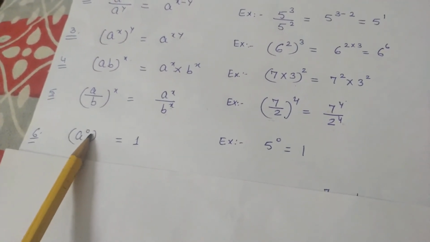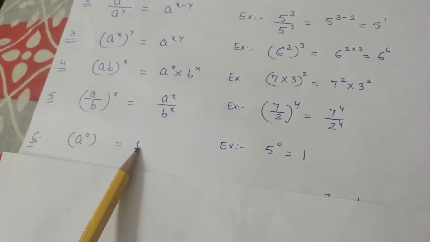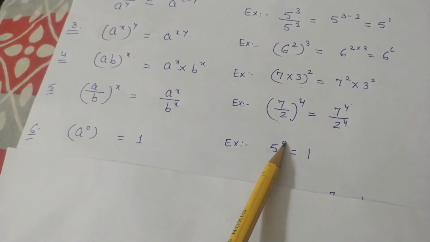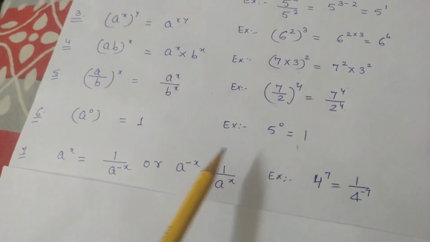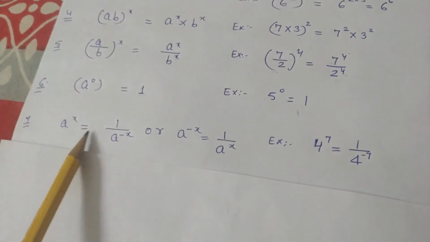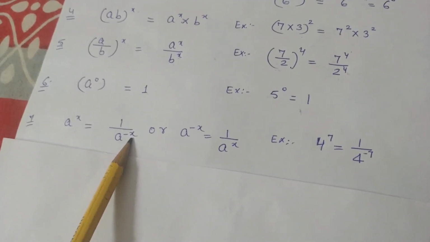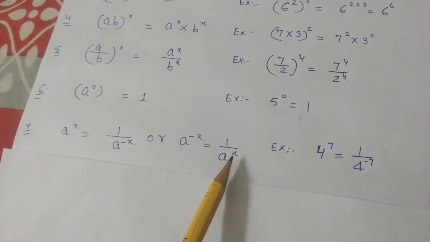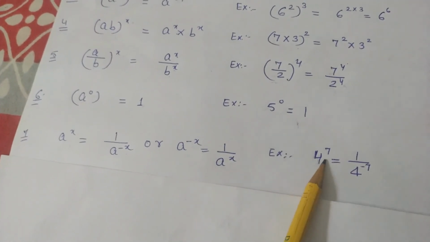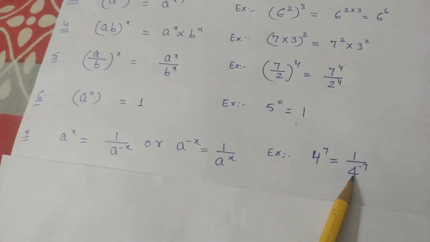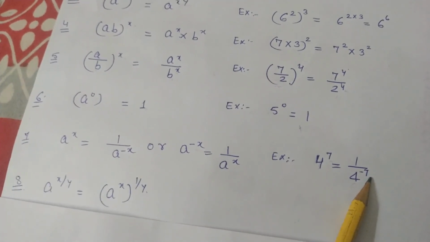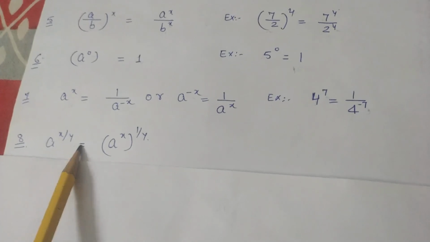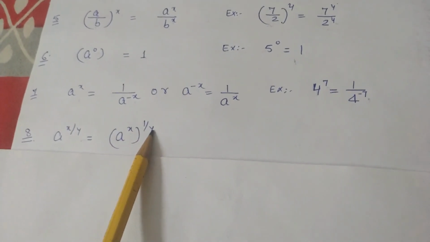Next, anything power 0, it means a raised to power 0 is 1. Anything power 0 always becomes 1. Example, 5 raised to power 0 is 1. Now a raised to power x can be written as 1 upon a raised to power minus x, or a raised to power minus x can be written as 1 upon a raised to power x. For example, 4 raised to power 7 can be written as 1 upon 4 raised to power minus 7. Same thing, a raised to power x upon y can be written as a raised to power x whole power 1 by y.